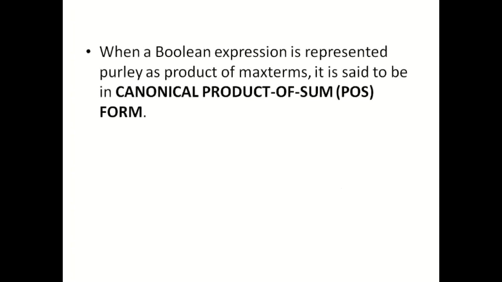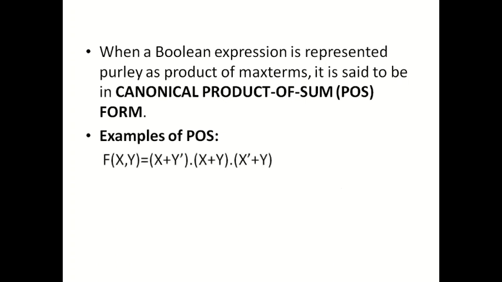Now when a Boolean expression is represented purely as a product of max terms, it is said to be in canonical product of sum, that is POS form. So for an example of POS, if I have a function of x and y equals to, you can see here that this is a Boolean expression consisting of 3 terms, and all the 3 terms are in max term form, where all the literals are present and the literals are in sum form.